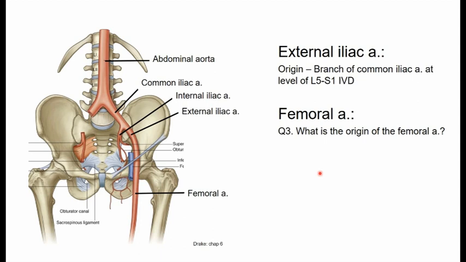We also need to know how to describe the origin of arteries. So if we think firstly about the external iliac artery, which we can see here. Here is its origin, this is where it first begins, and here is its termination, where it ends. So to describe its origin, we can say that it is a branch of the common iliac artery at the level of the L5 and S1 intervertebral disc.